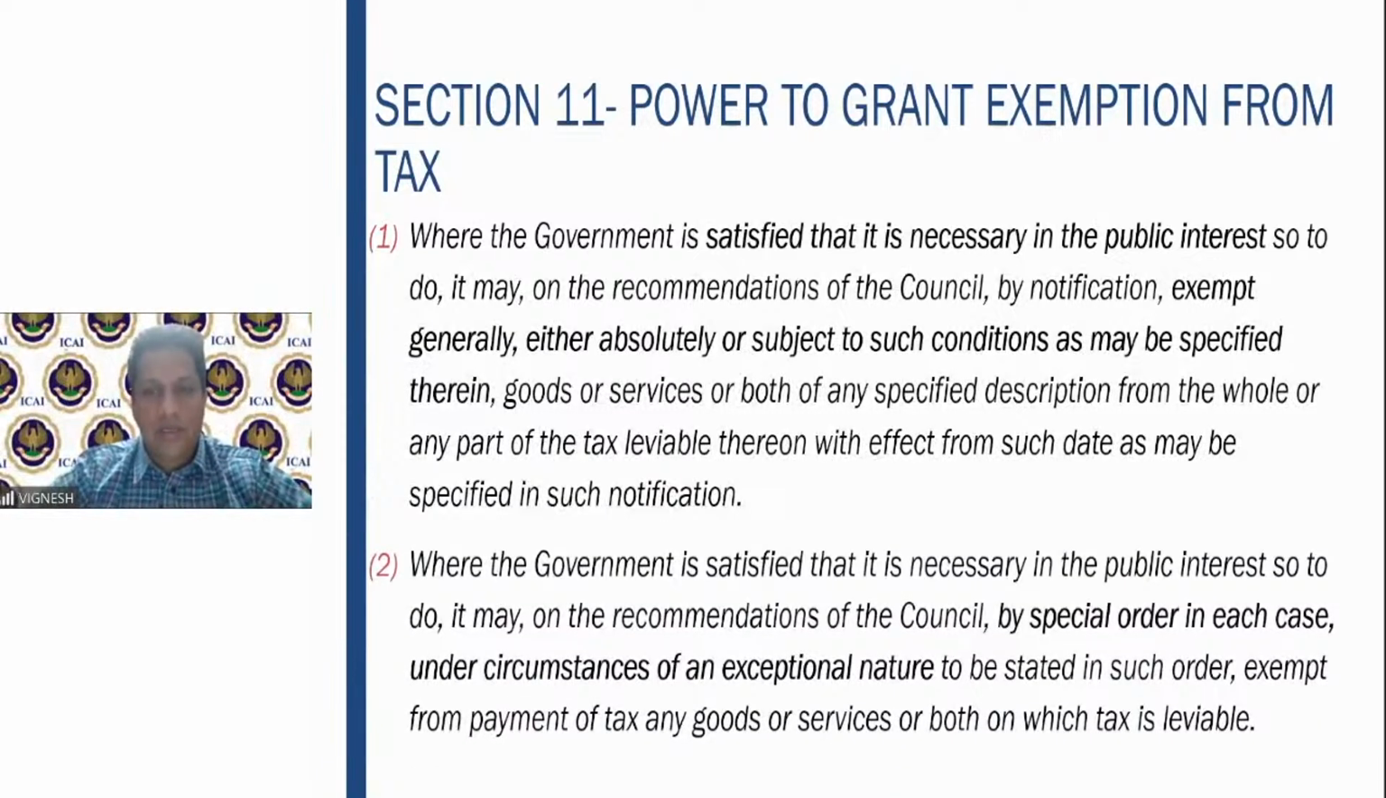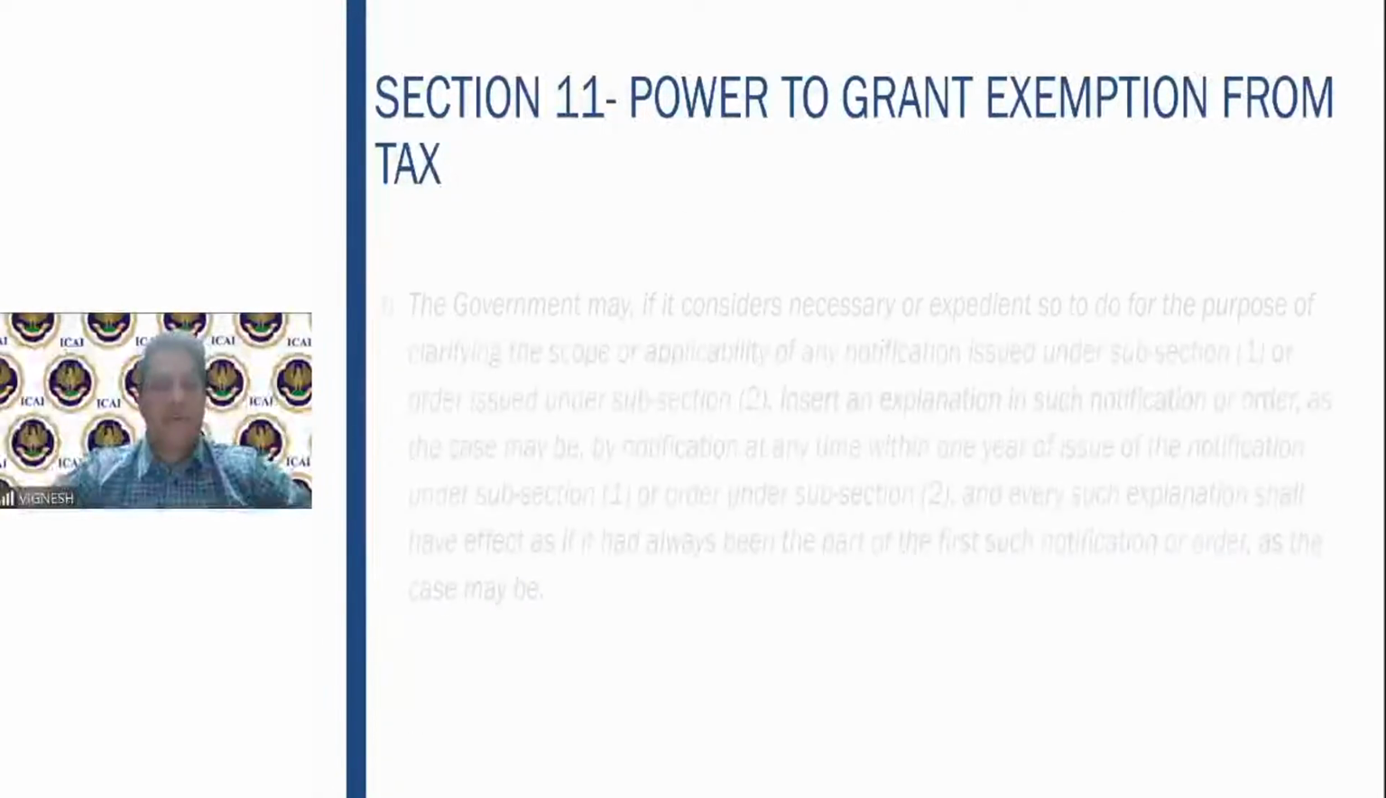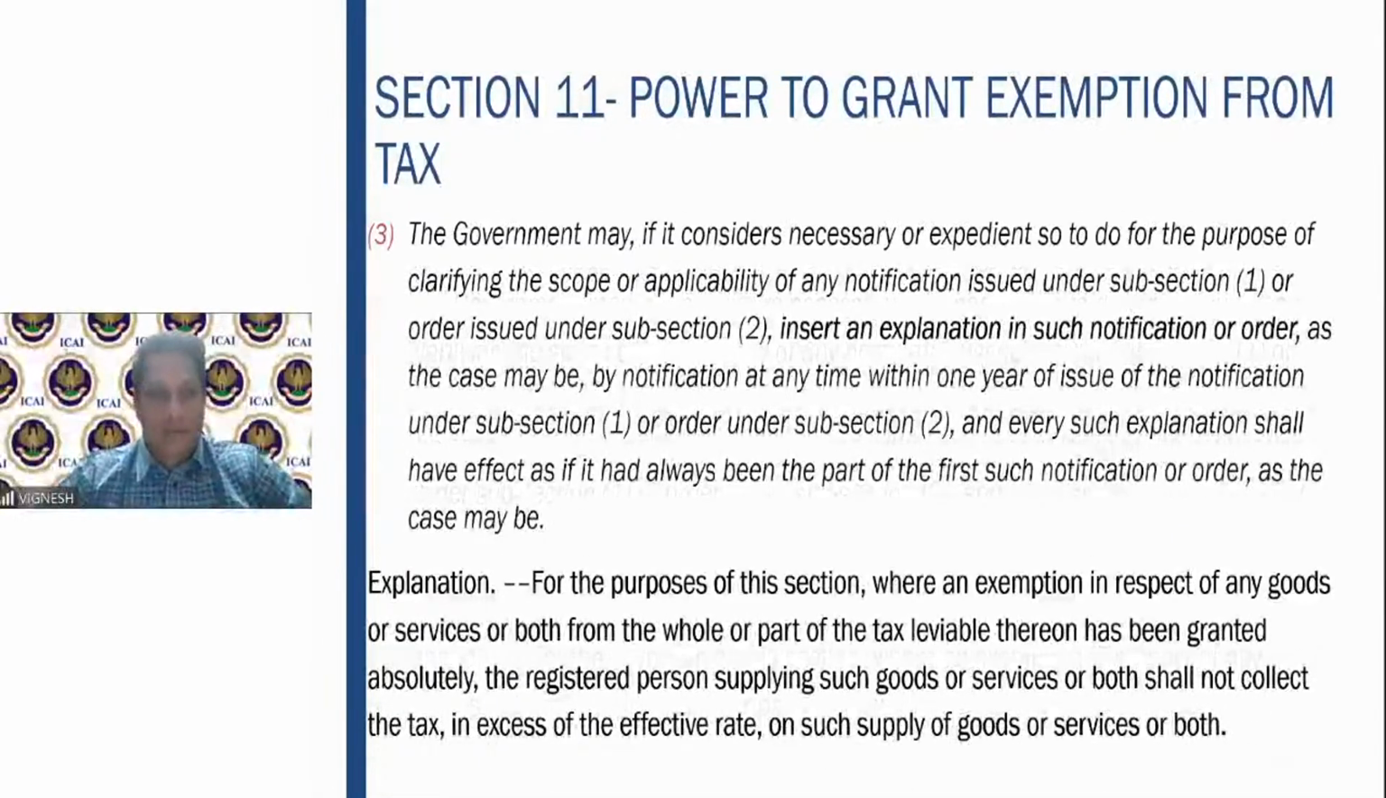That is number one. The second one is by a special order under circumstances of exceptional nature. So first one, public interest on recommendations of the council. Second one, public interest, but in exceptional circumstances, not normally, where the government feels that this particular product needs to be exempt for some time. In that particular situation, a special order will be given to exempt the payment of tax in case of goods or services.